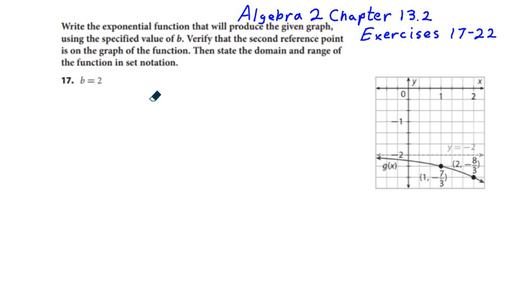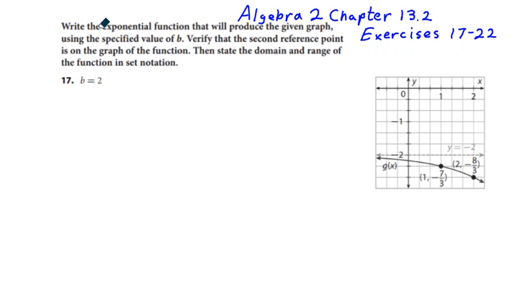Algebra 2, Chapter 13.2, exercises 17 through 22. This section of the book has to do with exponential growth functions, and I'm going to do, as usual, half of these problems in this 6-problem set. Usually I do only the odd number problems. I'm going to have a different order today owing to my wish for more variety. So I'm going to start with problem 18.